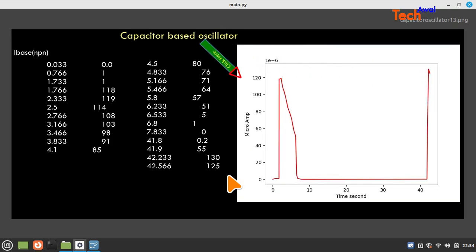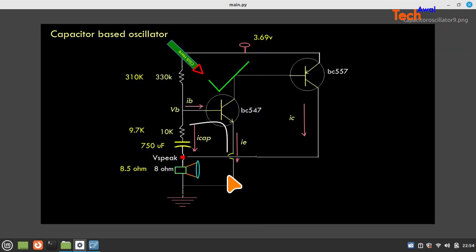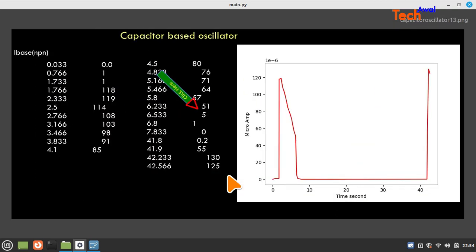Now if we see the IB, the current that is flowing inside the transistor. IB is there when the transistor is inactive. When the transistor becomes active, IB comes to about 120 microfarad, I believe, and then IB is decreasing while the capacitor is discharging. And suddenly the transistor becomes switched off and IB also becomes 0. So in this phase the capacitor is charging, and then the transistor becomes active and the capacitor is discharging.